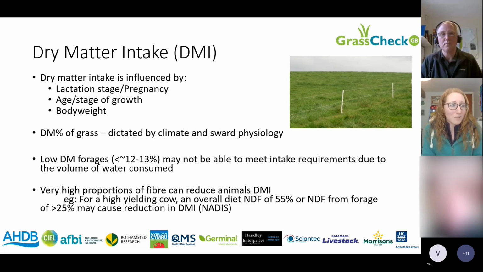Just been talking about fibre proportions and ADF. I've got some figures on NDF that came from NADIS. So, again, very high proportions of fibre can reduce an animal's voluntary dry matter intake as well. It's putting figures for high yielding dairy cows that if your overall diet has an NDF of over 55%, or if your forage is over 25%, that's the level at which you tend to see a reduction in voluntary dry matter intake in response to the fibre portion of the diet.